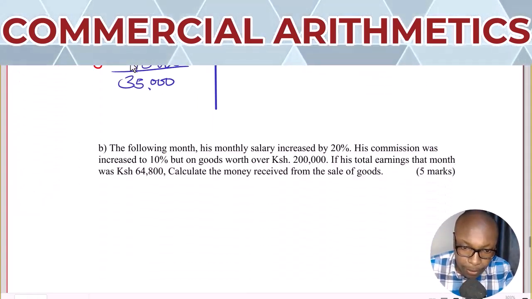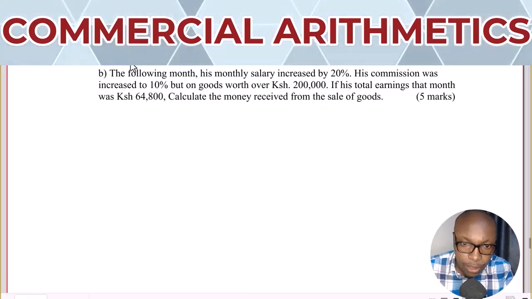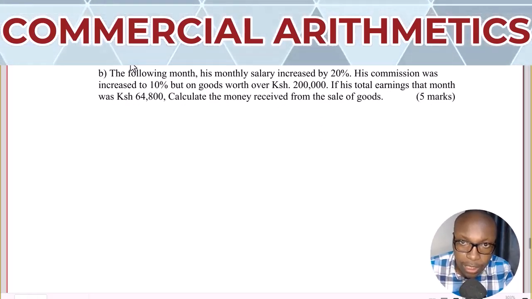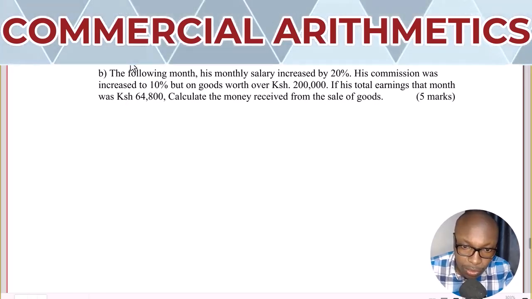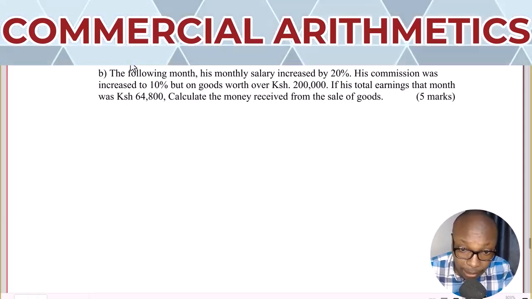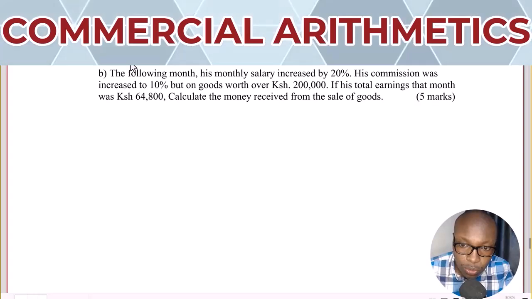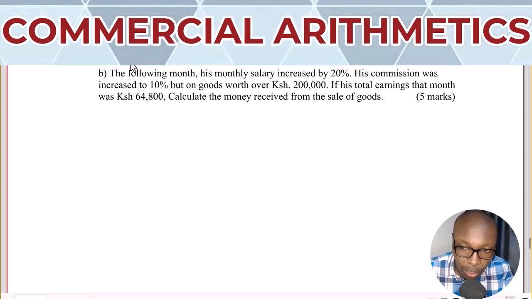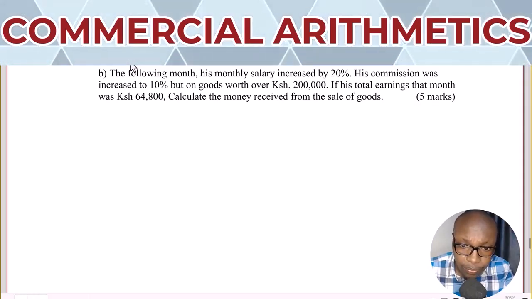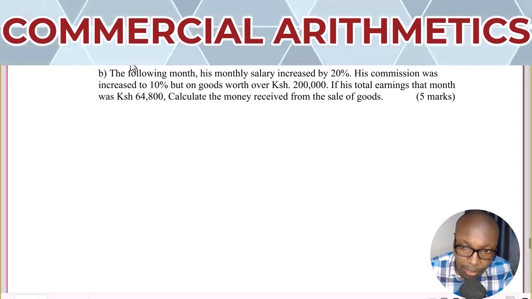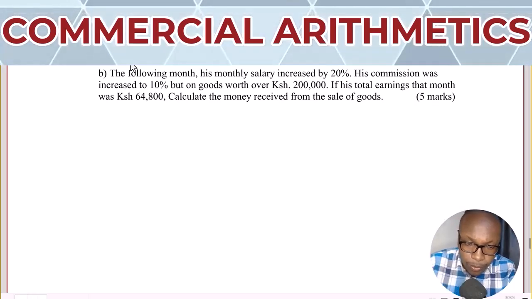We go to part B. Now the following month, his monthly salary increased by 20%. His commission was also increased to 10%, but on goods worth over 200,000. If his total earnings that month was 64,800, calculate the money received from the sale of the goods.